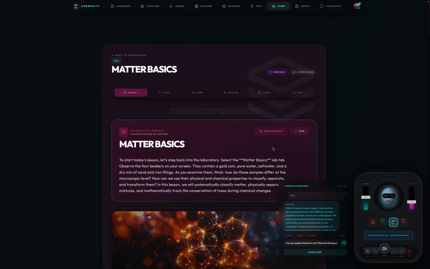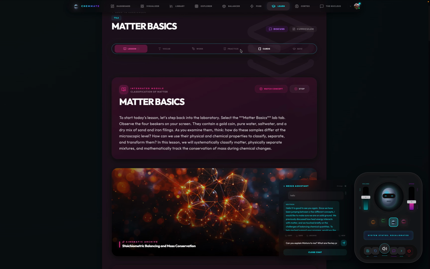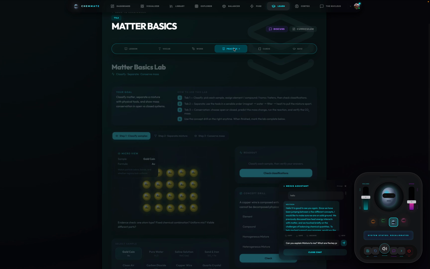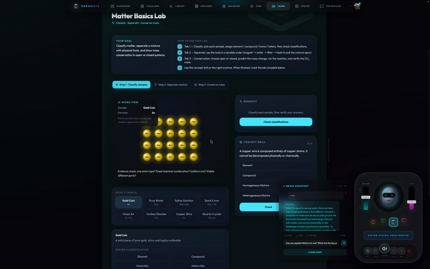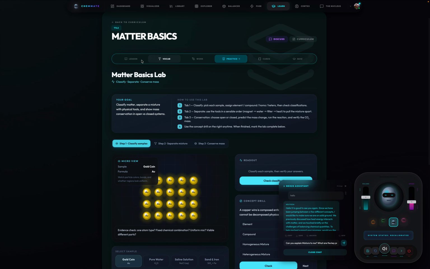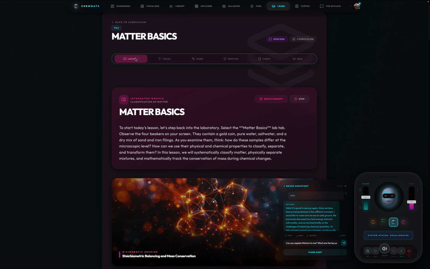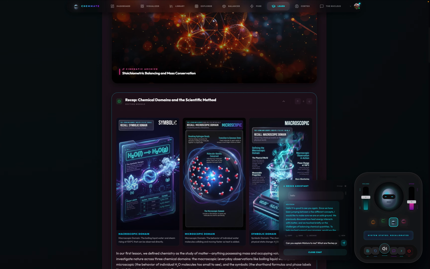Matter Basics. To start today's lesson, let's step back into the laboratory. Select the Matter Basics Lab tab. Observe the 4 beakers on your screen. They contain a gold coin, pure water, salt water, and a dry mix of sand and iron filings. As you examine them, think: how do these samples differ at the microscopic level? How can we use their physical and chemical properties to classify, separate, and transform them?